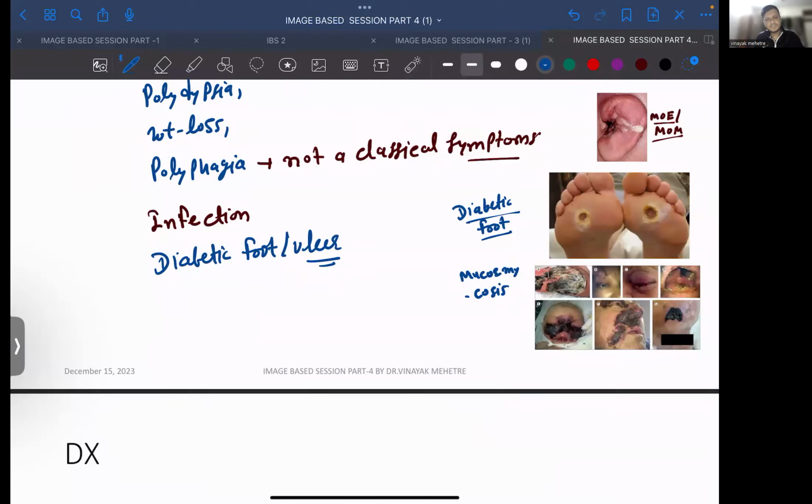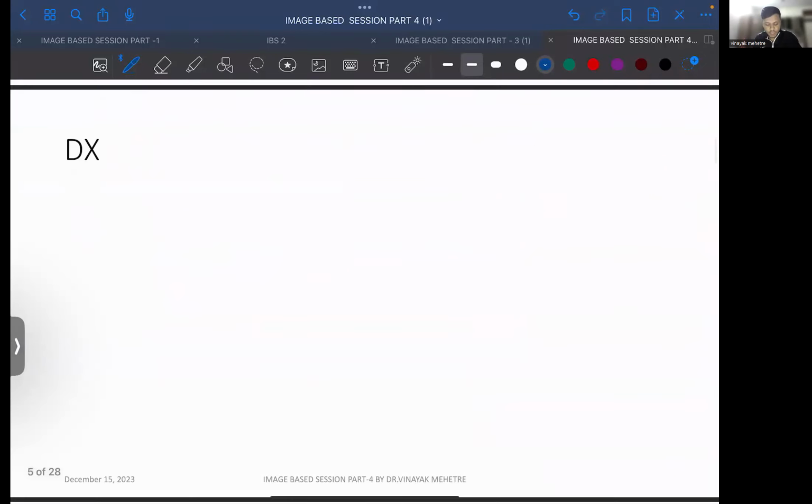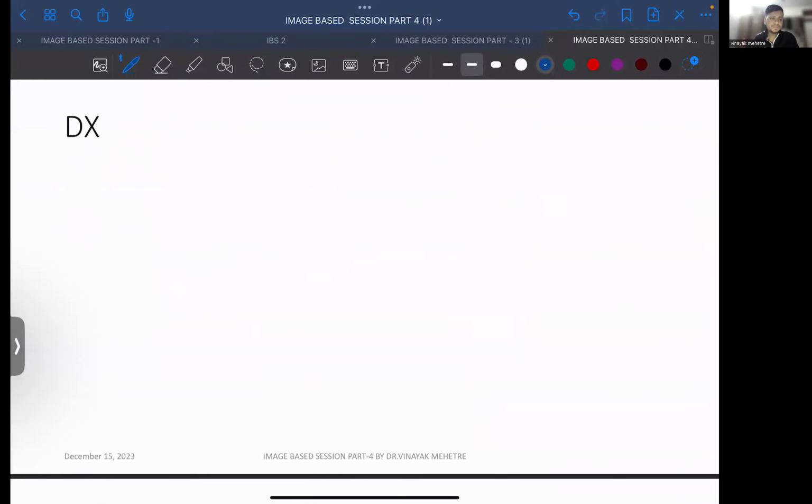This was the symptoms which we will see in the patient. We are not talking about complications. What I am talking about is the symptoms. Okay, whatever others you know, those are the complications, they are not the symptoms. How do we diagnose diabetes?